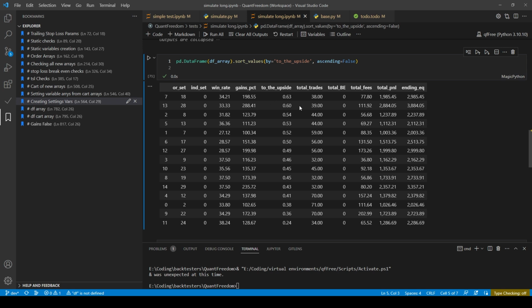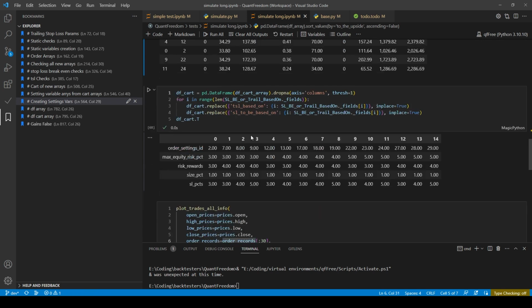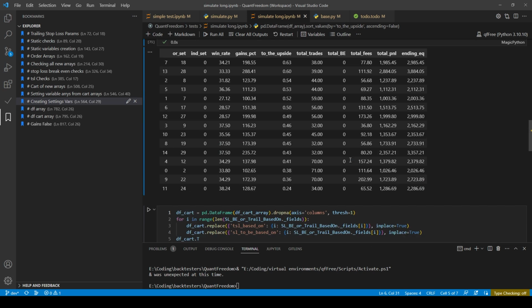0.63. Actually, this one did. But we out here, you know what I'm saying? 5 to 1 max equity, 4 to 1 risk reward. 4% stop loss, 4 to 1 risk reward. God damn. That's 16%. It's my win rate. 33.